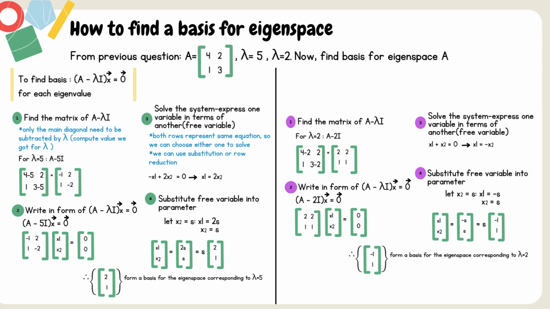From the second row, we get x1 plus x2 equals 0. That gives us x1 equals negative x2. Step 4, substitute the free variable into a parameter. Since the free variable is x2, we let x2 equal s. Then x1 becomes negative s. So the vector x is x1, x2 equal to vector negative s, s, which is the same as s times the vector negative 1, 1. Therefore, the basis for the eigenspace for lambda equals 2 is the vector negative 1, 1.